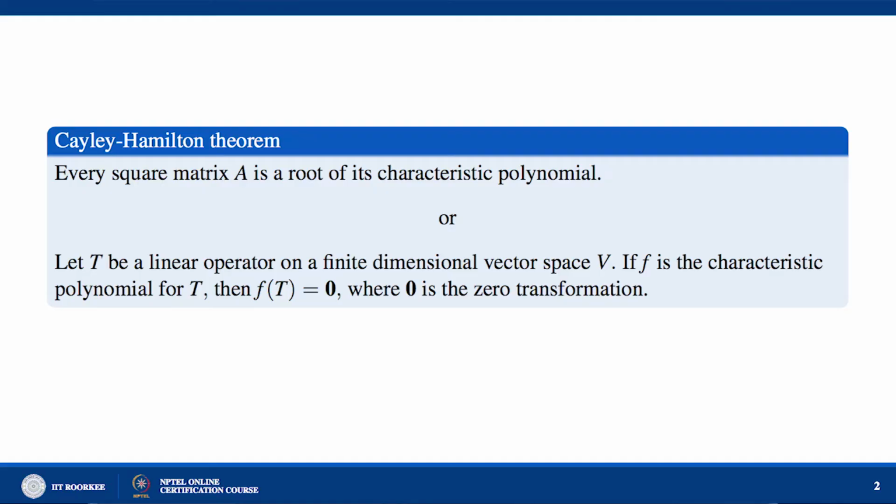In today's lecture we will focus on Cayley-Hamilton theorem and minimal polynomial: what Cayley-Hamilton theorem is and how you can find the minimal polynomial using the characteristic polynomial. So, what does Cayley-Hamilton theorem state, let us see. Cayley-Hamilton theorem states that every square matrix A is a root of its characteristic polynomial. Okay. So, what does it mean?